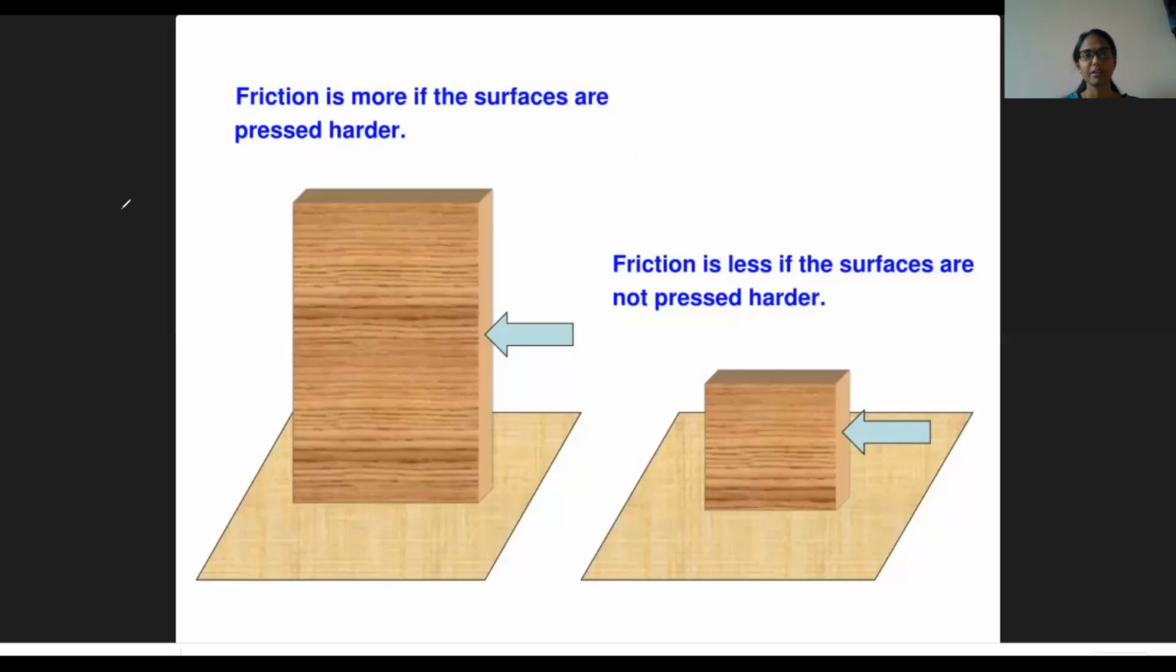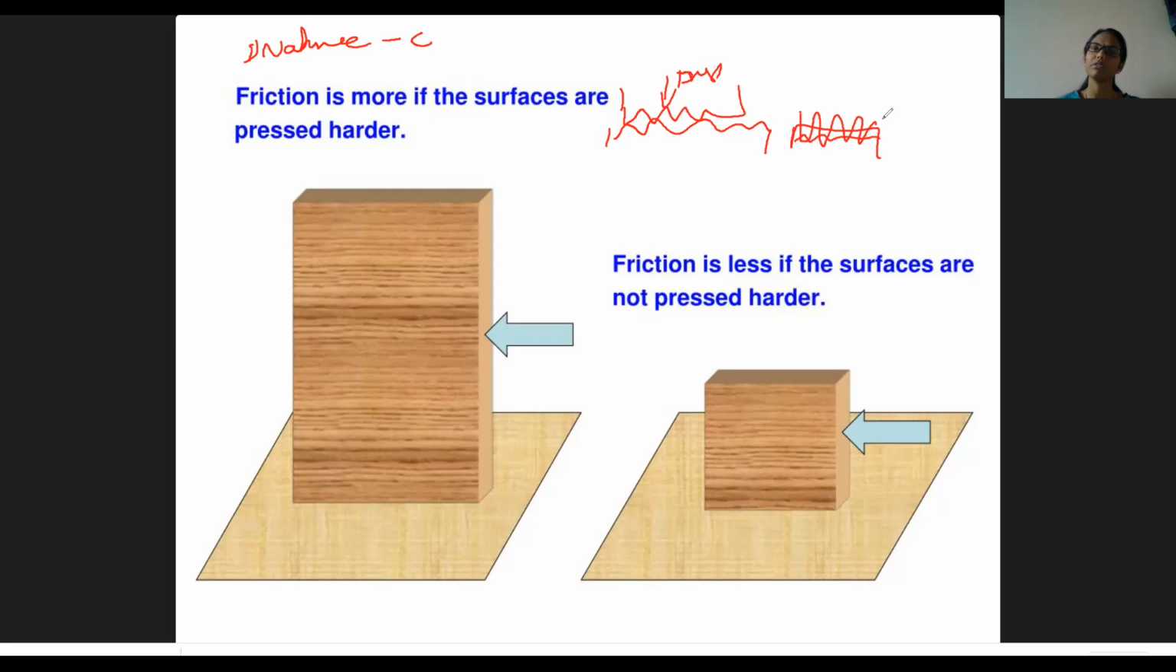The second factor, one is the nature of the material we have taken and the nature of the material the object is in contact with, and the second one is how hard we press the body. Suppose you can imagine the surface is there and the lower surface is almost like this. If you press this body more, the interlockings will be locked more inside. When you press it downwards, the interlockings will come deeper inside.